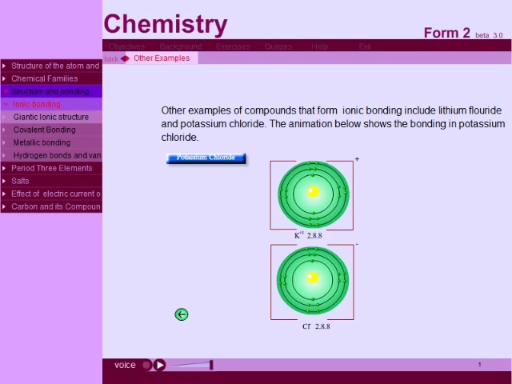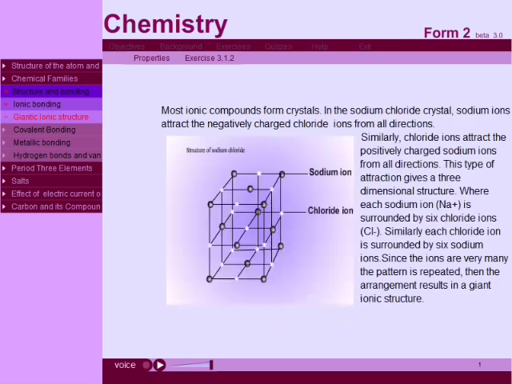Most ionic compounds form crystals. In the sodium chloride crystal, sodium ions attract the negatively charged chloride ions from all directions. Similarly, chloride ions attract the positively charged sodium ions from all directions. This type of attraction gives a three-dimensional structure, where each sodium ion is surrounded by 6 chloride ions. Similarly, each chloride ion is surrounded by 6 sodium ions.